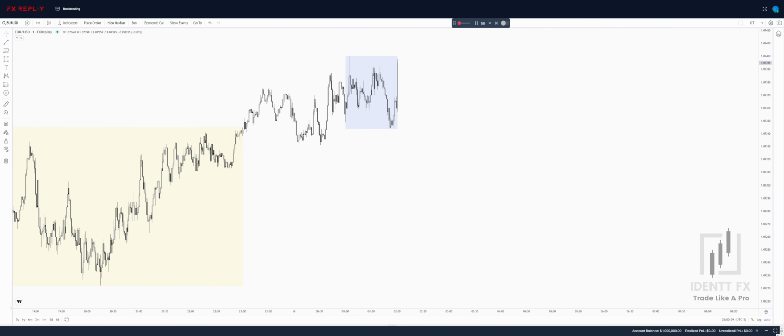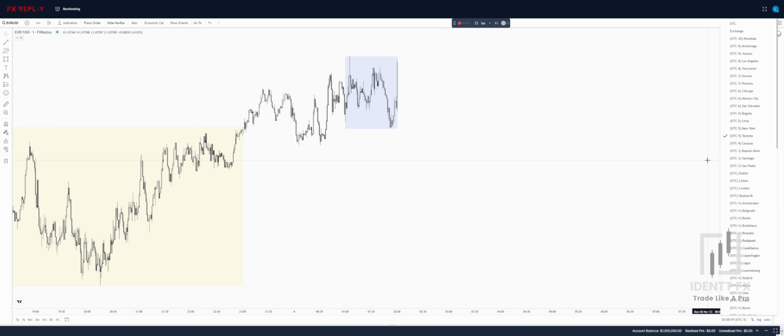Alrighty. Also, a quick note, as you can see, the time settings have changed. We are no longer using UTC-4 because daylight saving time actually activated. So for those of you who do not know that yet, make sure to adjust your settings from FX Replay or even TradingView to UTC-5, so you're always trading the right kill zone windows.